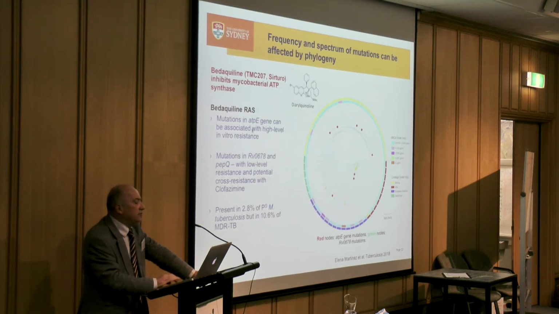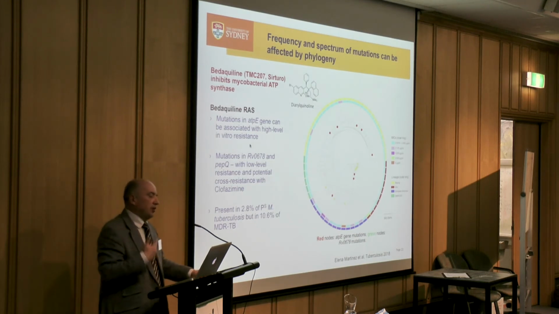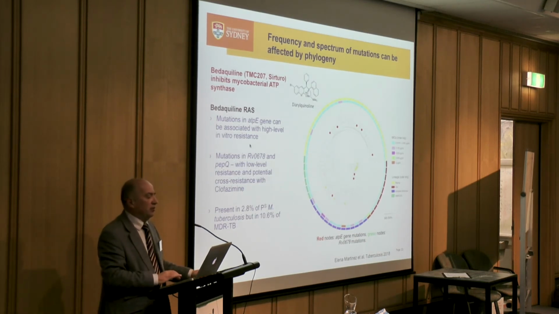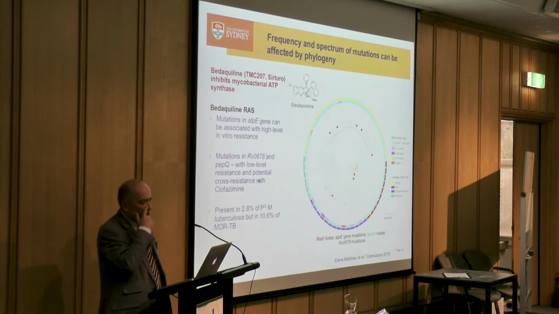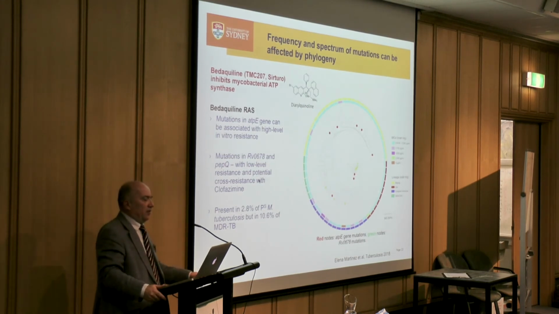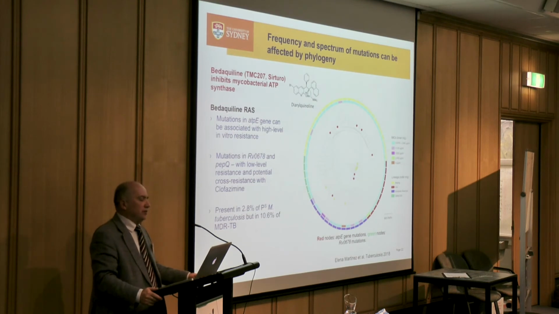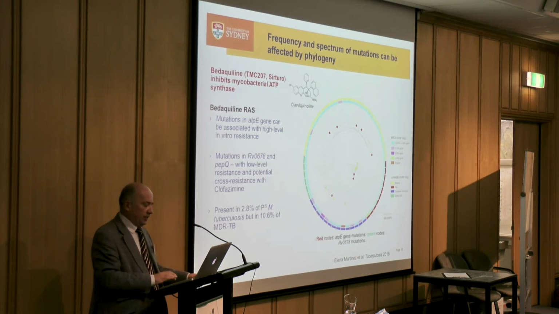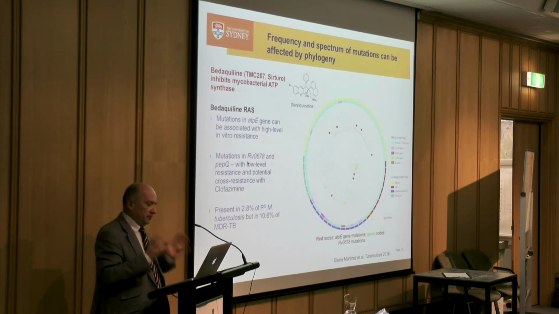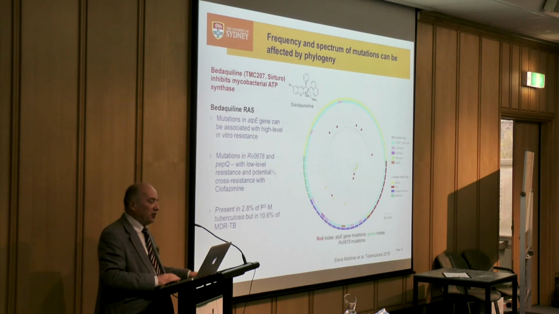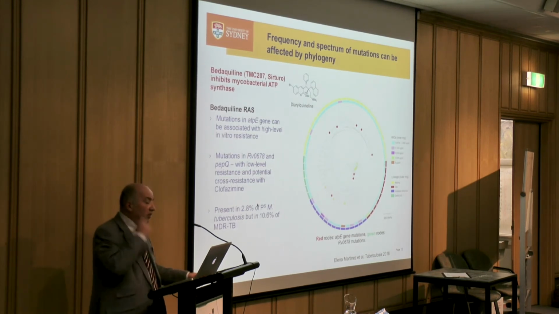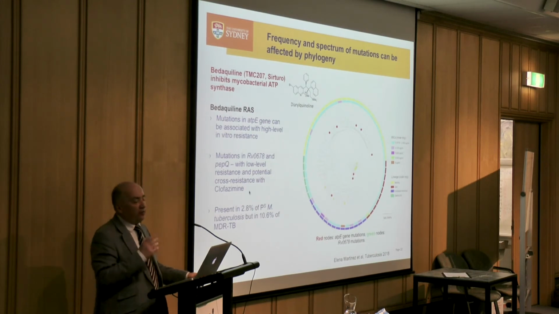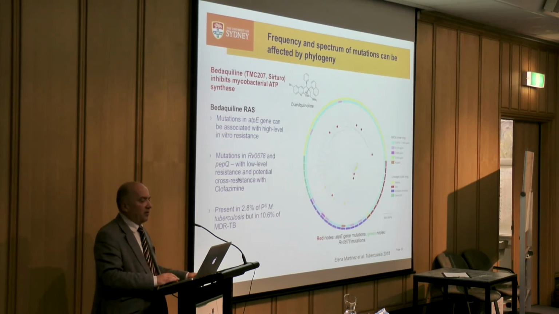And we found mutations in the atpE gene, which is associated with high-level resistance to bedaquiline, as well as mutations in the Rv0678 gene or protein coding region, which had been associated with low-level resistance to bedaquiline, often with a cross-resistance to clofazimine.